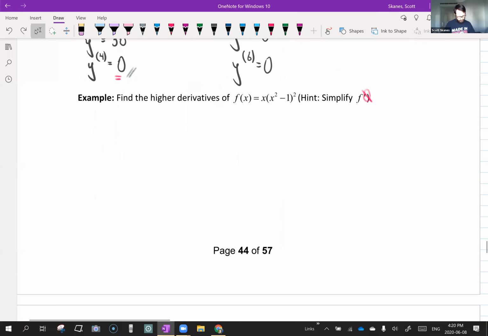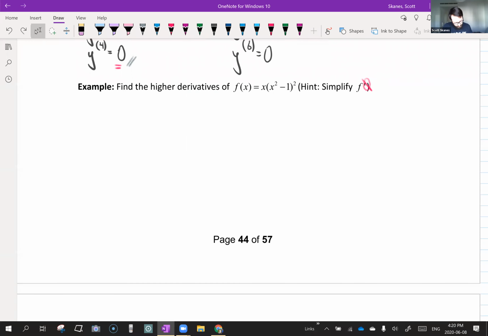So let's look at this. Find the higher derivatives of this function. As you will see on your page, it says simplify the derivative. I think there's a typo, because that's not a smart method. What it's trying to say is simplify the function first. So take your function, and instead of doing the derivative, which would need the product rule, simplify it, expand it.